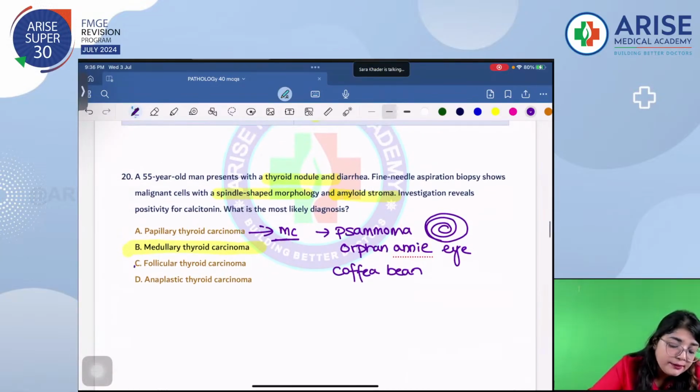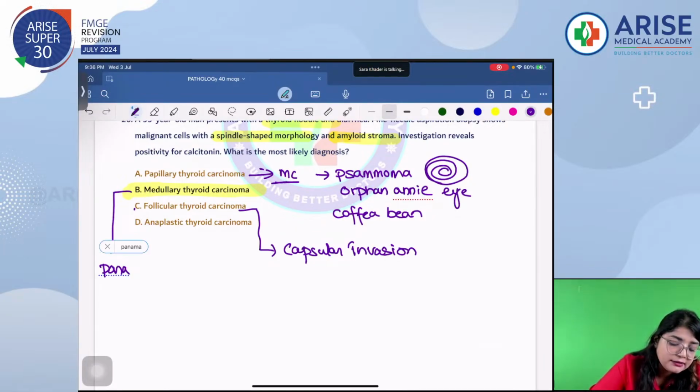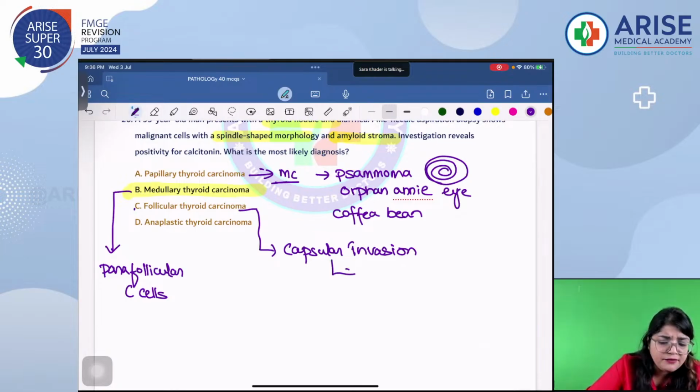Okay, follicular, remember one thing about follicular, it has capsular invasion. Okay, capsular invasion. All of this happens in the follicular cells, right? All of them happen in follicular cells except for medullary cancer, which happens in the parafollicular C cells. Okay, parafollicular C cells. So capsular invasion is seen. That's why FNAC is not useful, because you cannot differentiate between follicular adenoma and thyroid carcinoma, right?